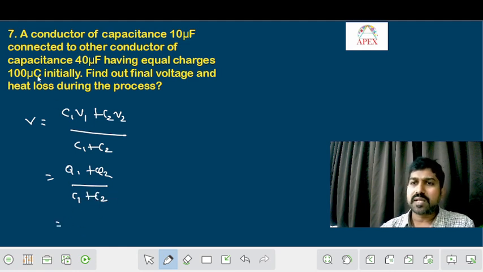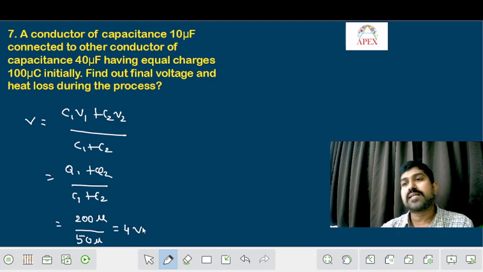What is the total charge on both the conductors? The charges are 100 microcoulomb each. So 100 microcoulomb plus 100 microcoulomb will be 200 microcoulomb, by the total capacitance of 50 microfarad, and the result will be 4 volt. Common potential or final voltage is equal to 4 volt. And what is the other one? What is the heat loss during the process?